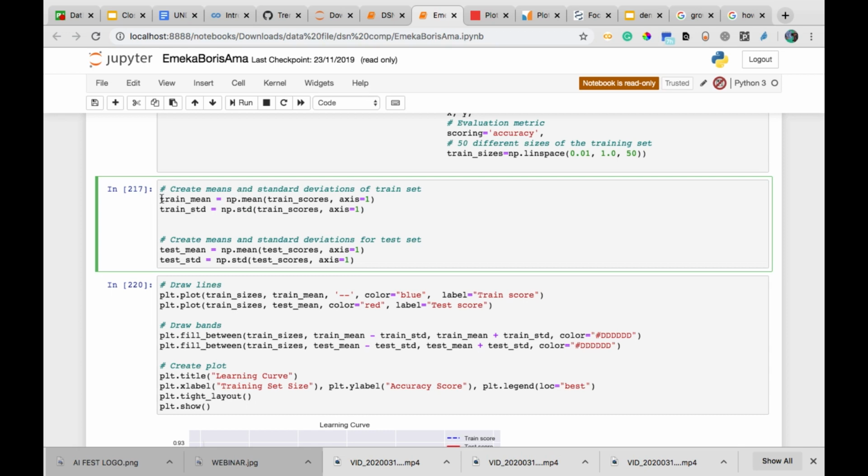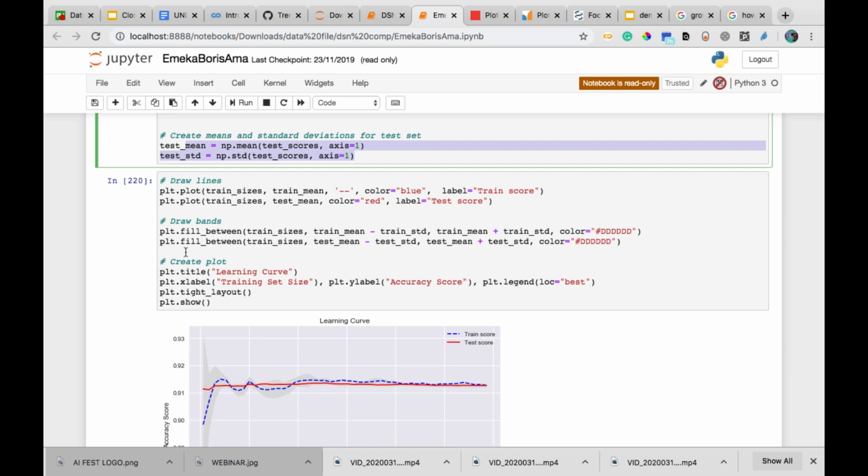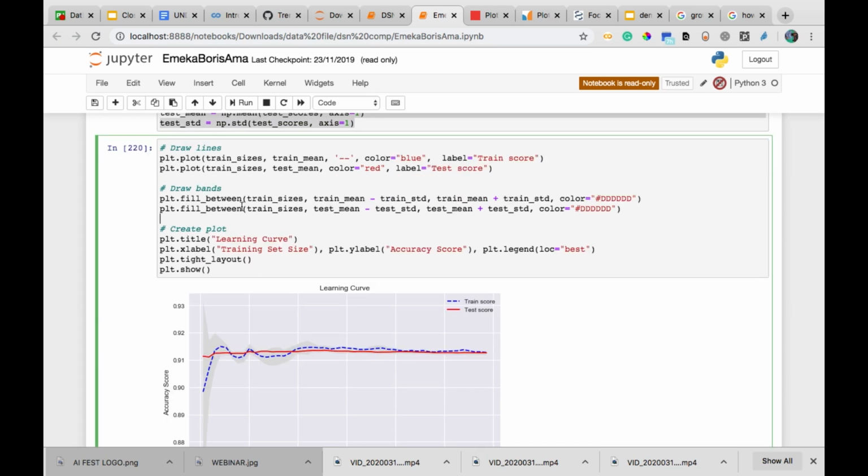So we've created the training set mean and the standard deviation. We've also created the mean and standard deviation for the test set. So now let's move on to plotting our learning curve. Now, this is the code to plot the learning curve.